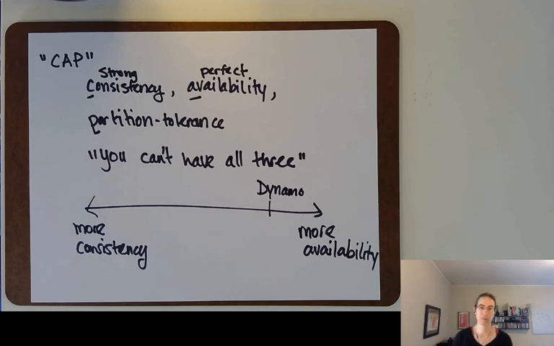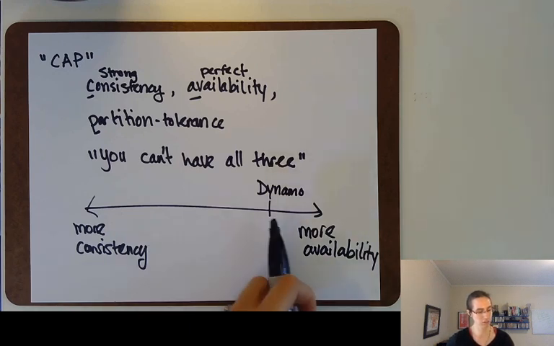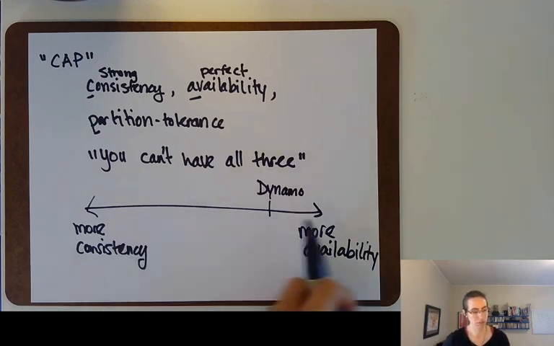A question in chat was, where does MongoDB lie on this line? So I would put Mongo further toward the availability end. Although another thing to point out here is that these systems are configurable, right? I don't know the details of Mongo, but there are configuration settings that you can use to tweak where this setting lies.